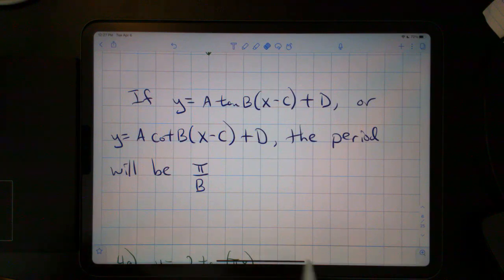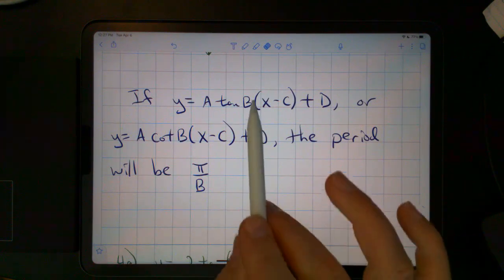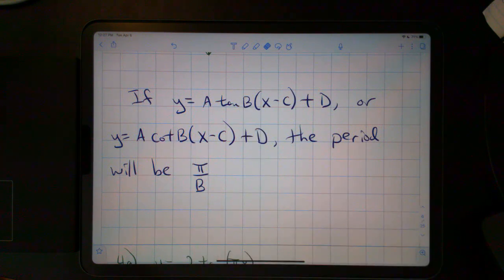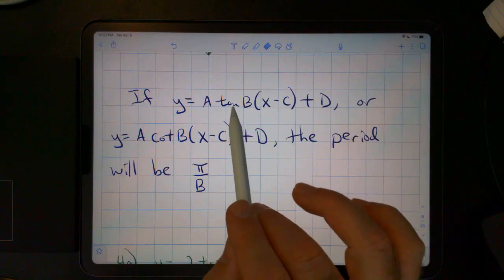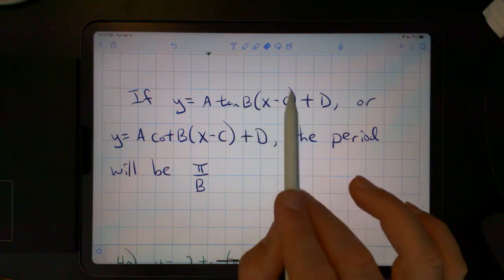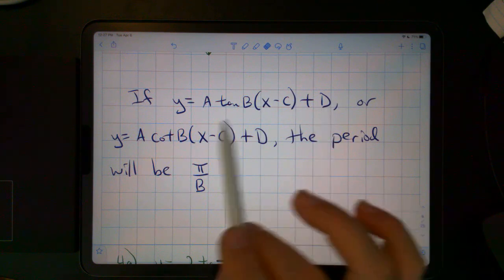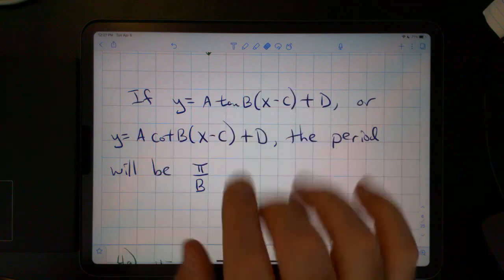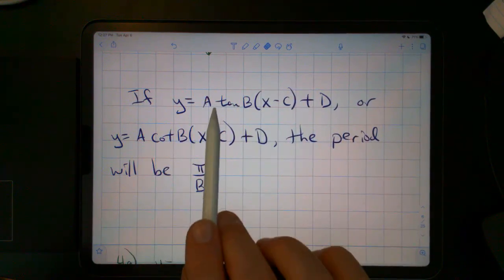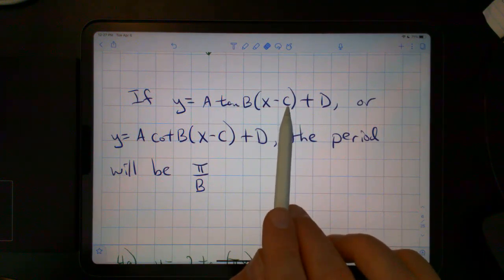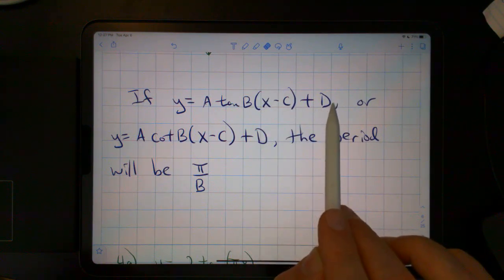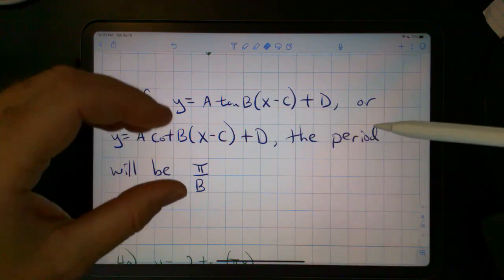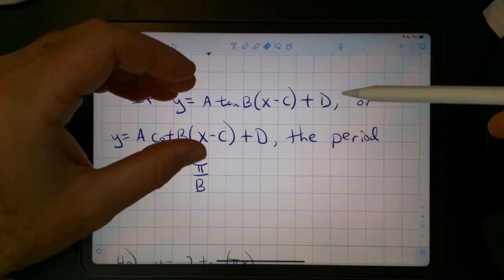Hello. So for a complete graphing of the tangent and cotangent functions, if we have y equals a times tangent of b times x minus c, plus d, or if you had cotangent instead of tangent. So with these, just like sine and cosine, a is your amplitude, c is your horizontal phase shift. Remember, this is an additive inverse for your phase shift. D is your vertical shift. This will raise your whole graph up, or it will lower your graph.